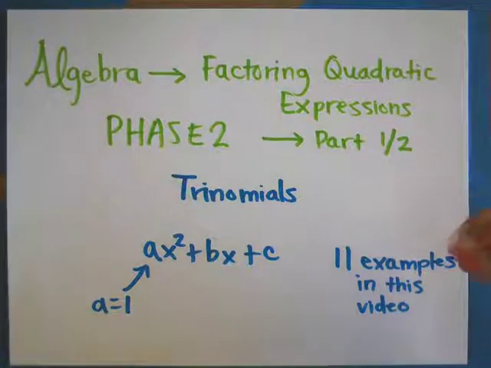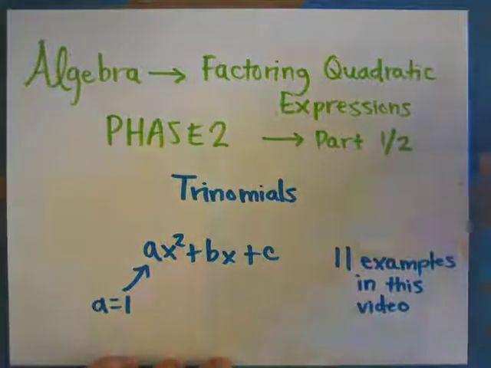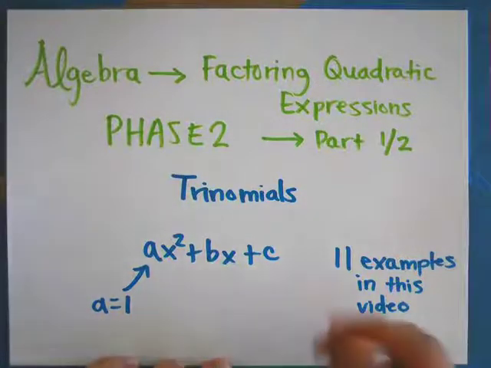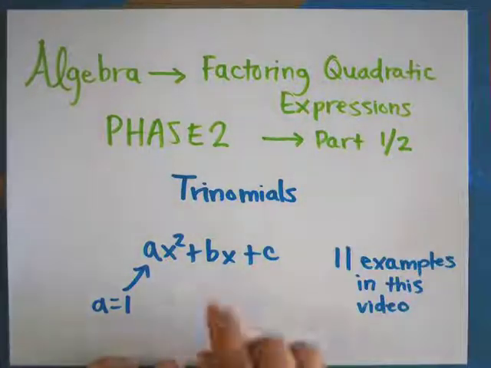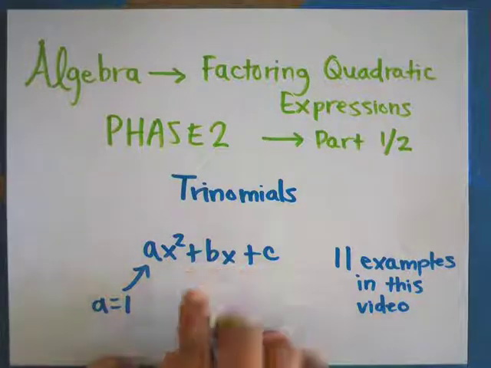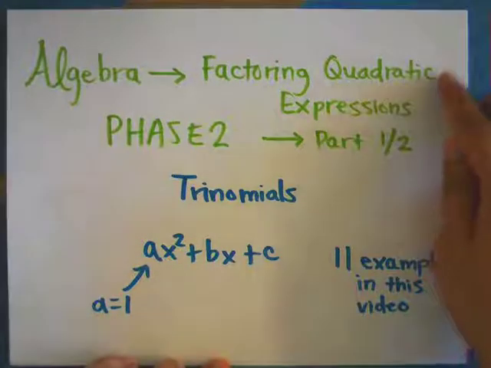Alright, welcome to phase 2 of factoring expressions, and this time around we're factoring quadratic expressions. Last phase was only binomials. This time we're going to do trinomials. Tri means 3, and so we're going to have 3 terms. 1, 2, 3 right over here. The highest exponent is a square, and thus it is a quadratic expression.